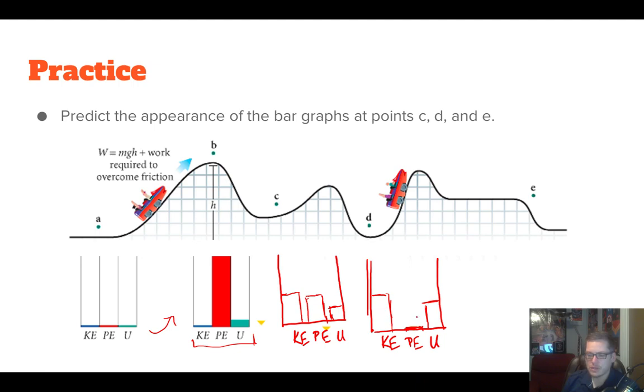Really this plus this should equal the same height as that plus that plus that, and that plus that plus that. And then finally a part E. We're going to say part E is right here, just for grins. So this is part E, and we have kinetic energy, potential energy, and internal energy.